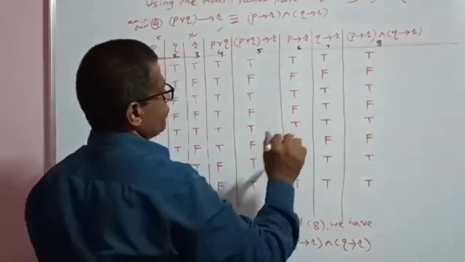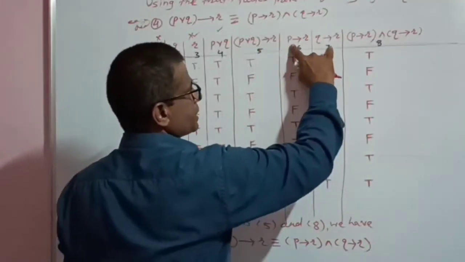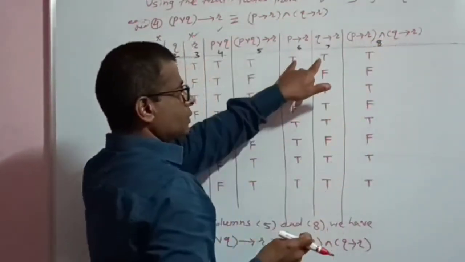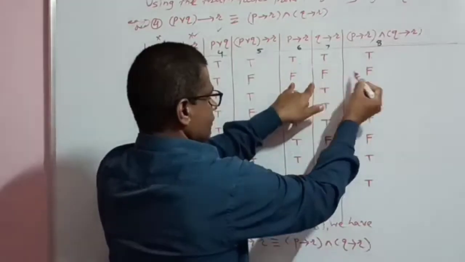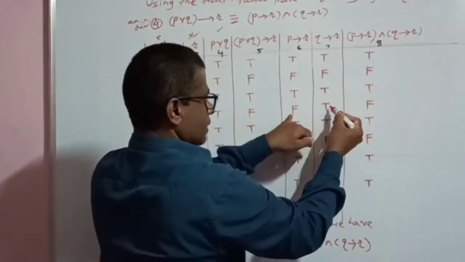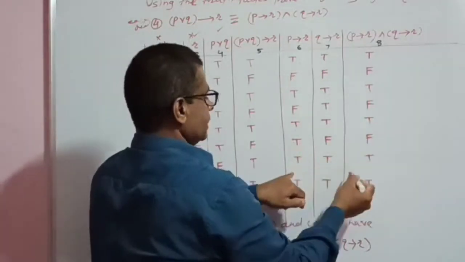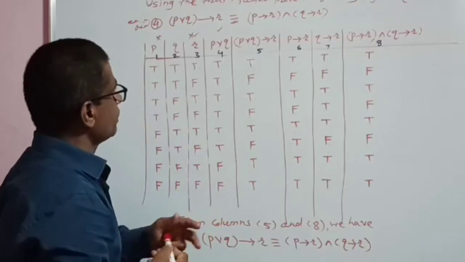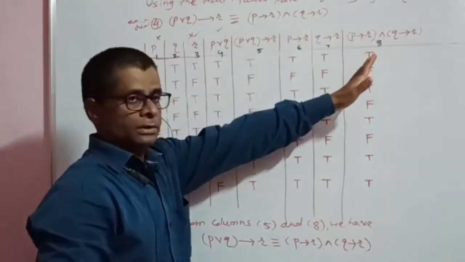Then finally the conjunction between these two statement patterns. The conjunction is true if both are true and false in all other cases. So T conjunction T is T, F, F, F, T, T, T, F, T, T, T, T, F, T, T, T. Now we have obtained the truth values of the statement pattern of the left hand side as well as the statement pattern of the right hand side.